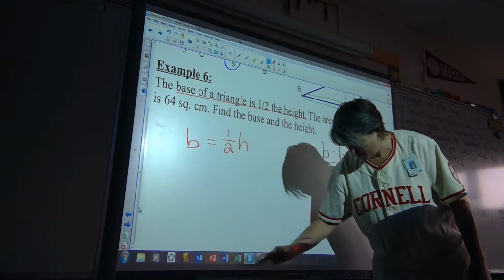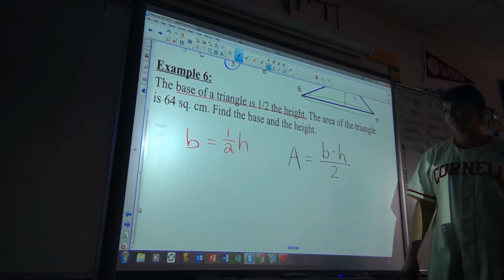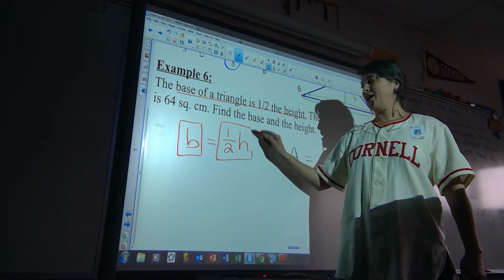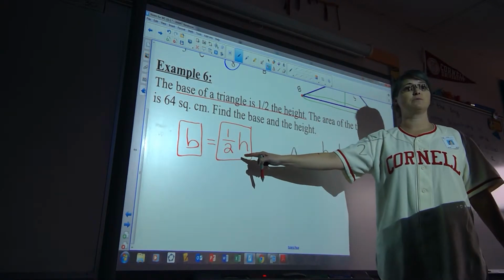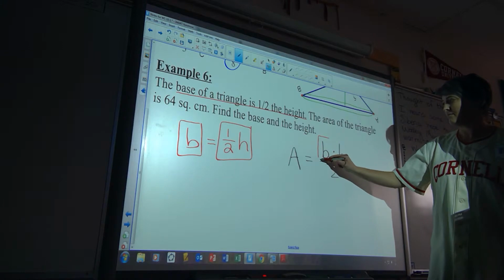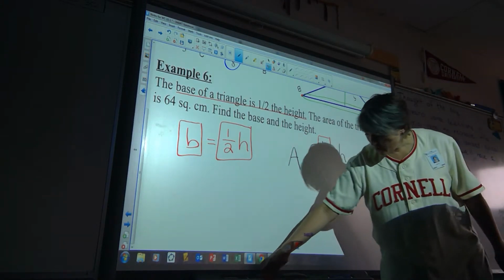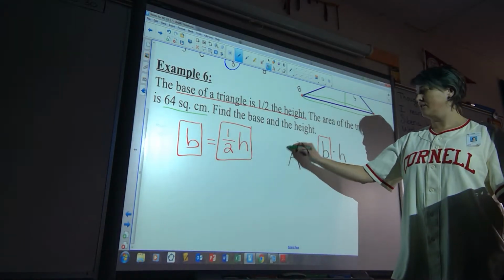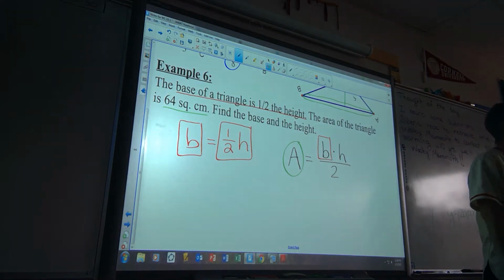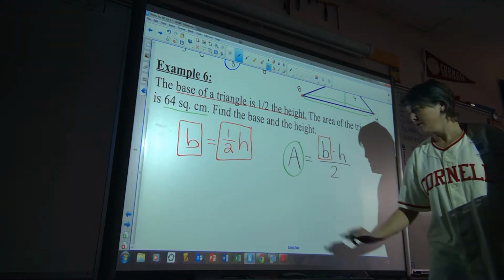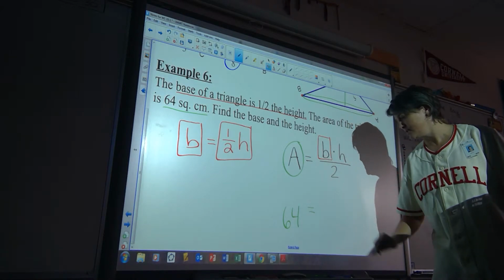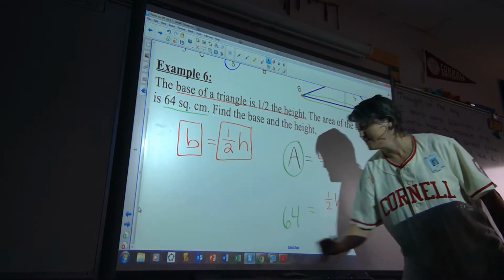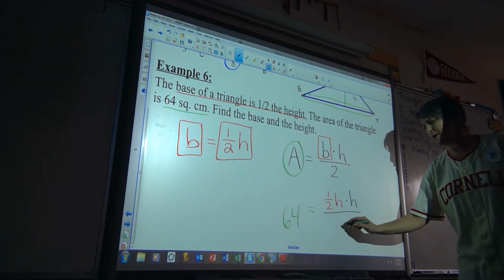So, we have some substitution to do here. Can't we take a b, and any b could be replaced with half h? We also happen to know that the area is 64, so can't we just replace that as well? And then you only have one variable. So 64 is equal to, this is going to be half h times another h divided by a 2.